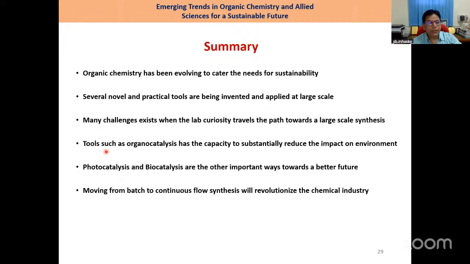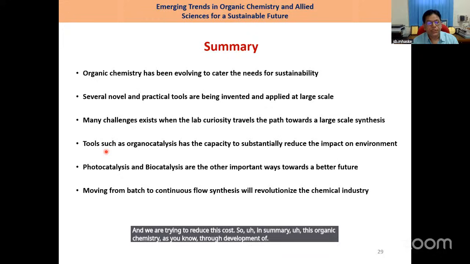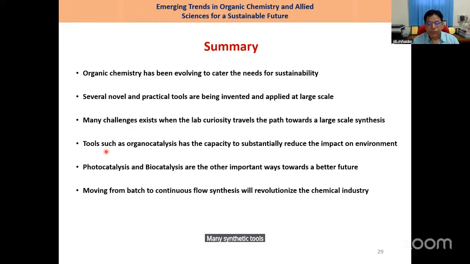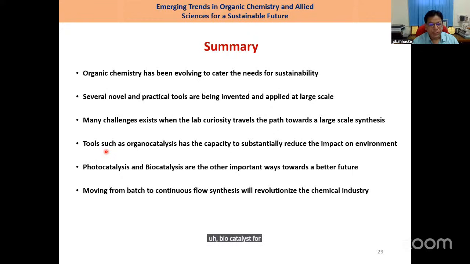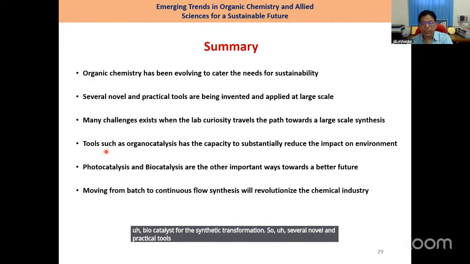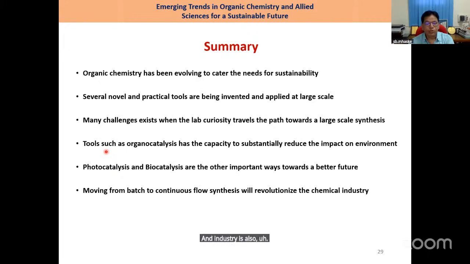So in summary, organic chemistry, as you know, through the development of many synthetic tools, is evolving over the years, and it caters to the need for sustainability: instead of metal catalyst, we can use organocatalyst or photocatalyst or biocatalyst for the synthetic transformation. So several novel and practical tools are invented and applied at large scale, and industry is also ready because they have to follow the norms of environment.